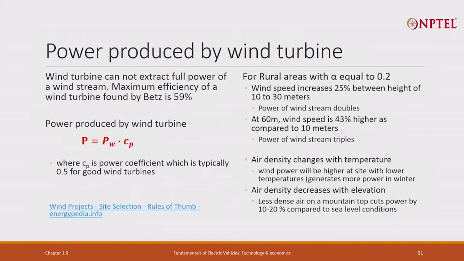For rural areas, alpha is approximately 0.2, and as I told you, wind speed increases 25% as you go from 10 to 30 meters, and if you go to 60 meters, 43%, and since it is the cube, you can just determine what happens. And air density changes with temperature, a small amount. With height also air density decreases. So if it decreases, you will have a negative factor, you will get less power. Less dense air will produce about 10 to 20% less power, but height will give you higher velocity, much more than this. You have to take the factor into account.